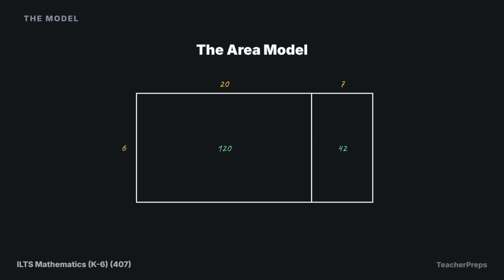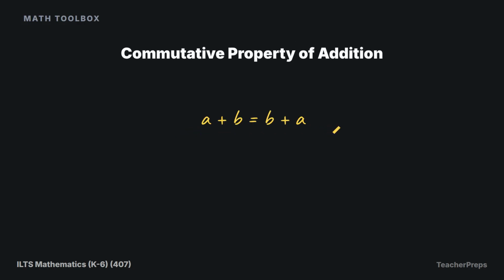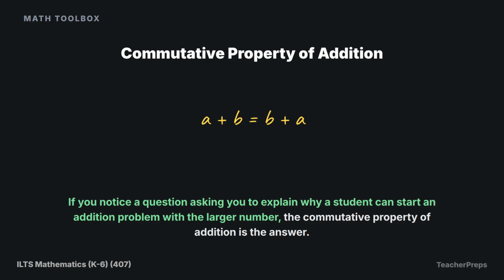The area model splits a multiplication problem into a rectangle where each section holds one partial product. Here a height of 6 spans two columns of width 20 and width 7, producing regions of 120 and 42. Teachers use this model to make the distributive property visible and to bridge from concrete decomposition to the standard multiplication algorithm.